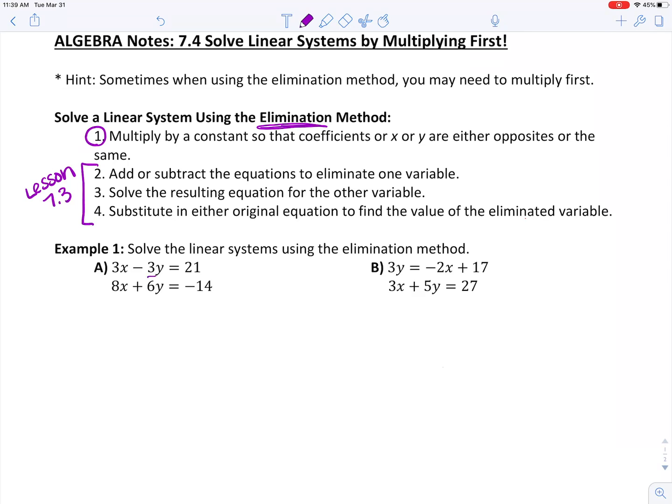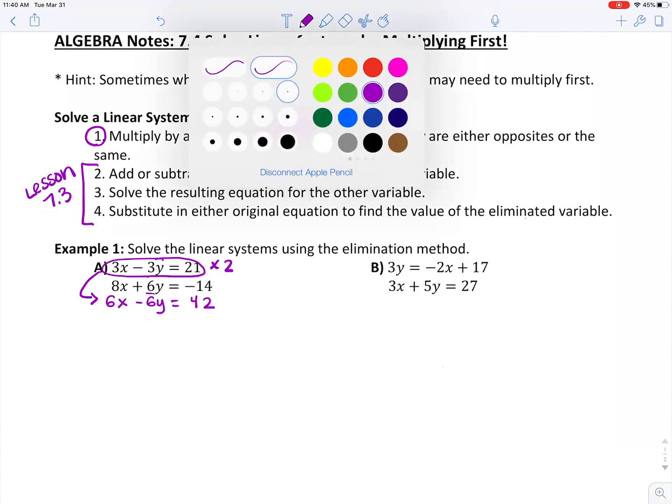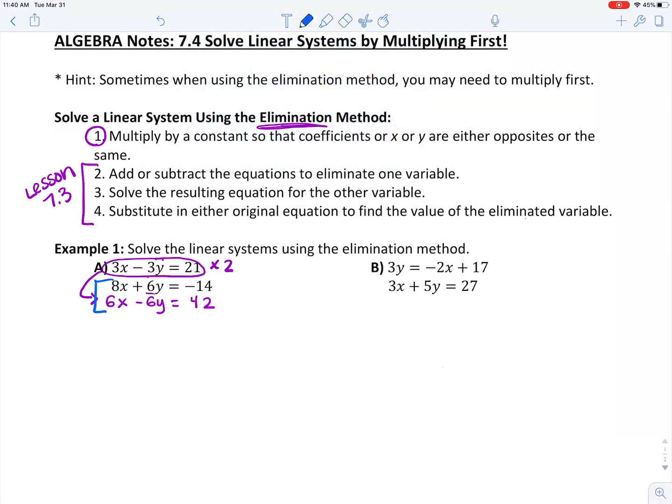Well, I'm going to take a look at this 3 and the 6. I know that 3 times 2 is equal to 6. So what we're going to do is take this top equation and multiply everything in there by 2. If we do that, we're going to get a new equation. So 3x times 2 is 6x. Negative 3y times 2 is negative 6y. 21 times 2 is 42. If I do this, now I have these two equations, and I can either add or subtract just like we did in lesson 7.3.